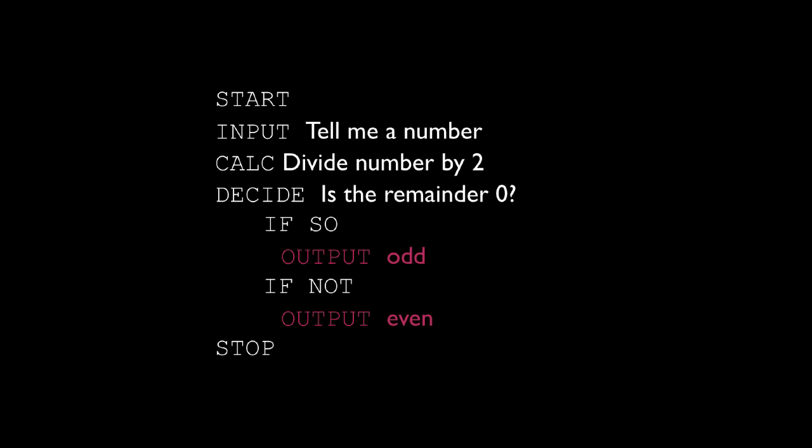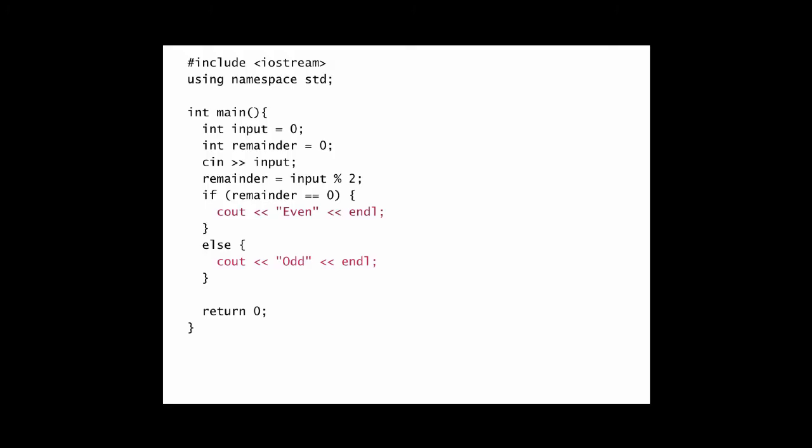If so, we output odd. Otherwise, we output even. So we have output, and this is really the last piece we have, which is how to do output. Well, we have cin, which is input. So we have c what? cout for output. They are related, and we'll show you how to use those. Yes, sir?